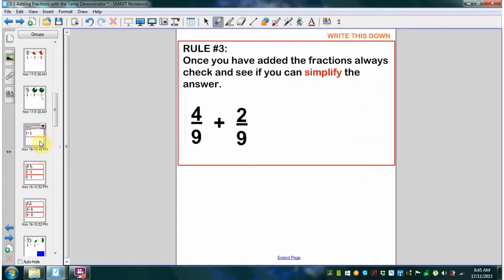Okay, now rule number 3. And we're almost done now. Rule number 3, I want you to pause and write this down.